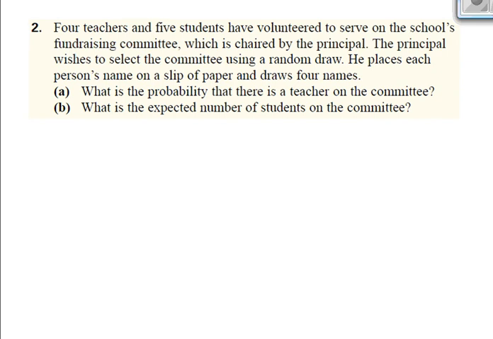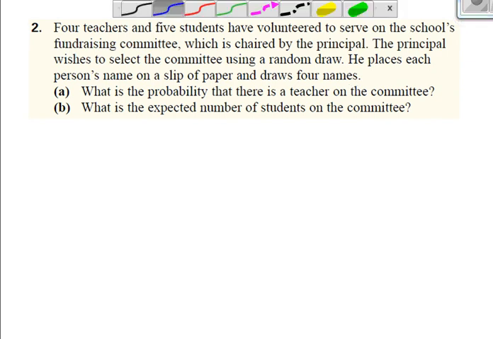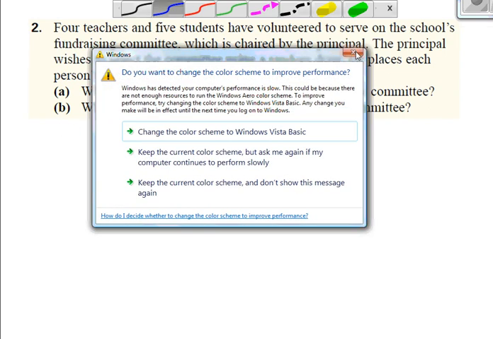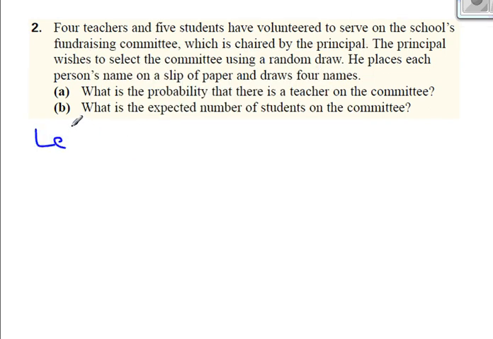It says 4 teachers and 5 students have volunteered to serve on the school's fundraising committee. The principal wishes to select the committee using a random draw, and he places each person's name on a slip of paper and draws 4 names. Now part B says what is the expected number of students? So to calculate expected number, well, we need a probability distribution. And to do a probability distribution, let's define our random variable x. So we're going to let x be, well, if I want to calculate the expected number of students, then x should be the number of students.